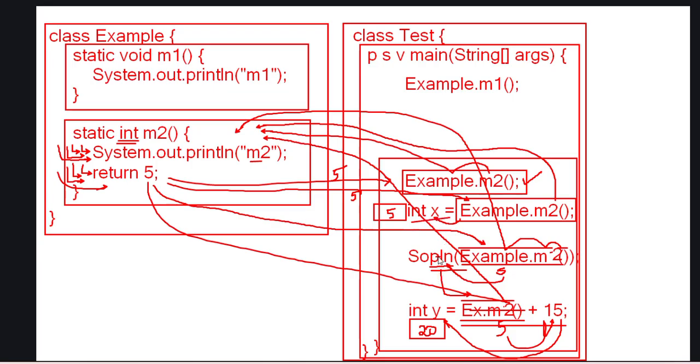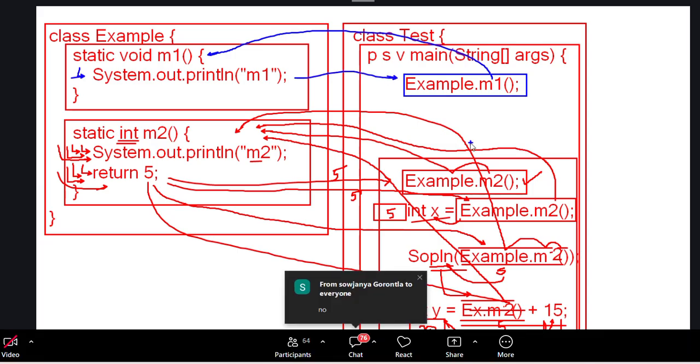Okay, now, do you understand? Now, I am writing some statements here. Is it allowed or not allowed? Tell me. I am calling a void method as a single statement. Any problem? Control will go to M1, logic executed, control comes back.